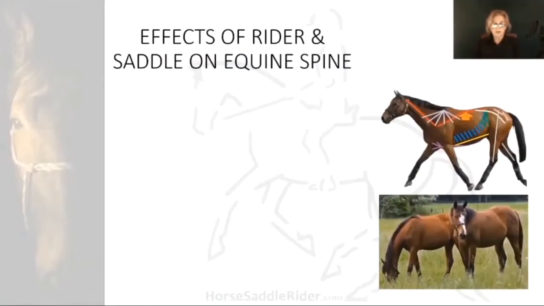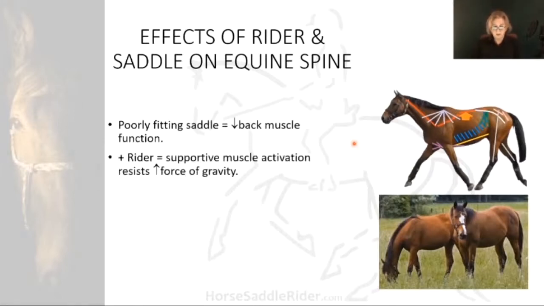Okay. So, the effects of the rider in the saddle on the equine spine. A poorly fitting saddle will reduce back muscle function, fairly obvious. And the addition of a rider will result in the supportive muscle activation of the horse as it resists greater forces of gravity. So the horse has more work to do with a rider on board, and the work it does is resist the forces of gravity and balance against those forces upwards or risk falling over or stumbling.